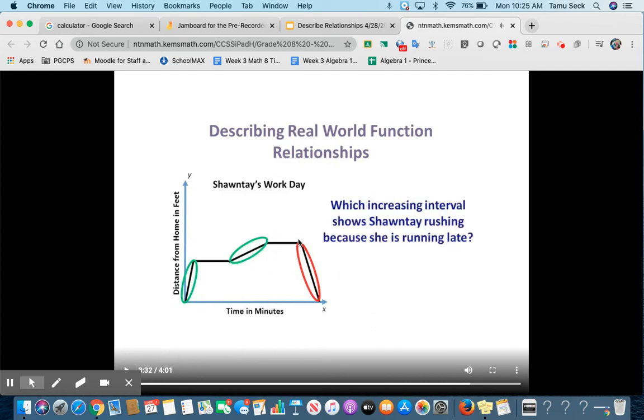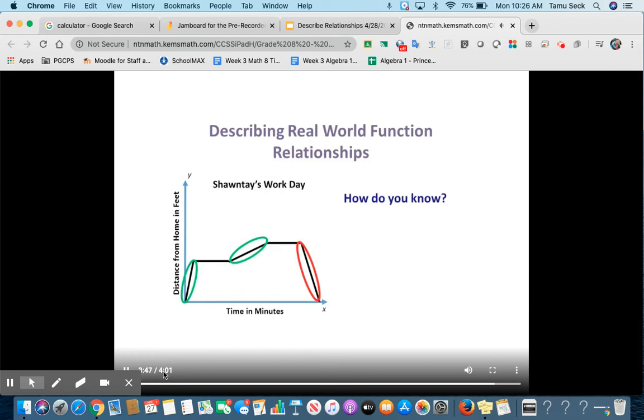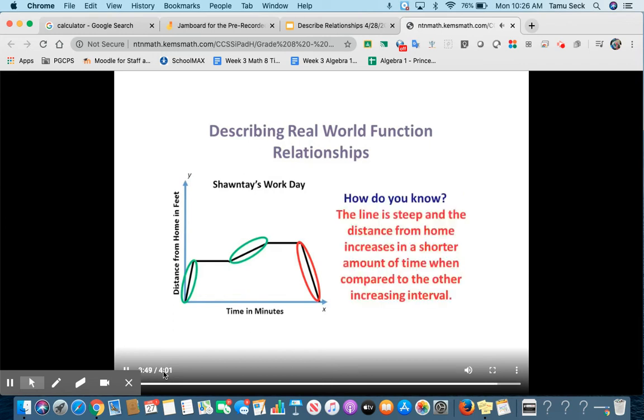These 2 intervals are when Shantae has a 0 slope. The decreasing interval shows Shantae rushing because she is running late. The first increasing interval. How do you know? The line is steep, and the distance from home increases in a shorter amount of time when compared to the other increasing interval.